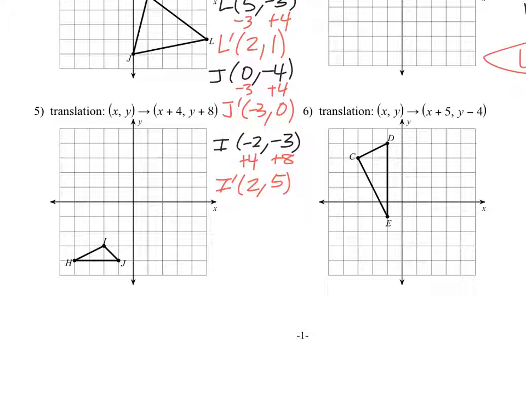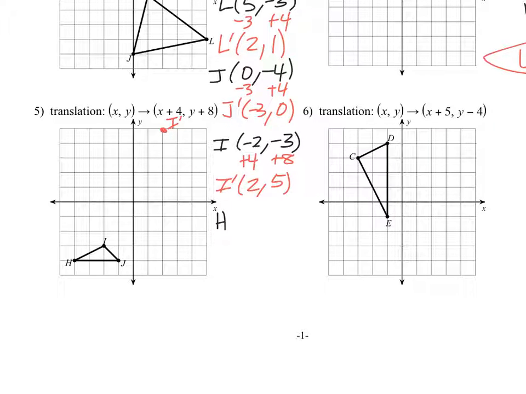So now you could just go to where 2, 5 is. 1, 2, 1, 2, 3, 4, 5. And you know that's going to be I apostrophe. So you don't actually have to do it on the graph itself. Okay. Let's go ahead and find those others.